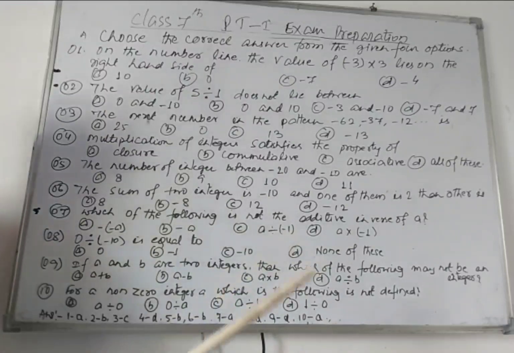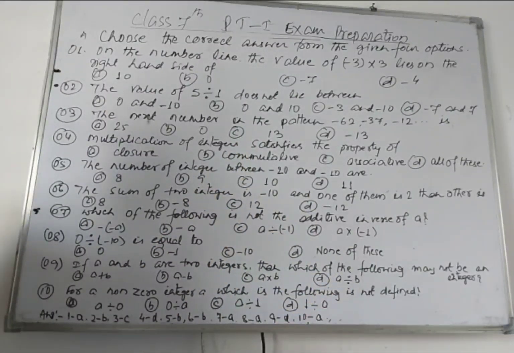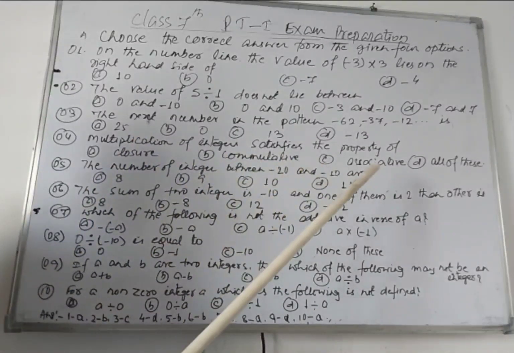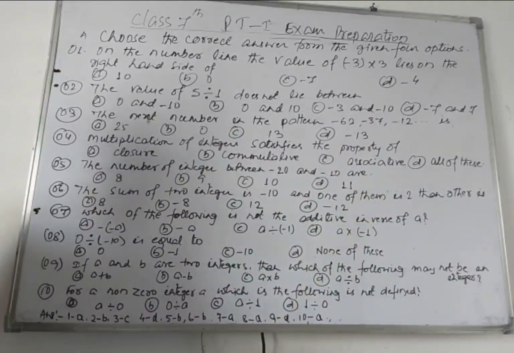Multiplication of integers satisfies the property of the multiplication of integers. Which are these properties? They satisfy all of these, or out of these three, like this.